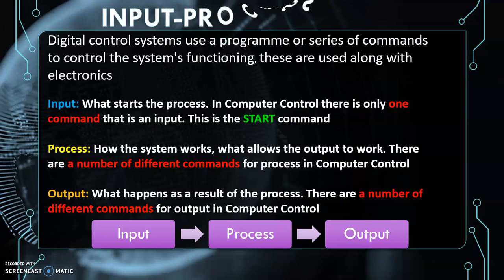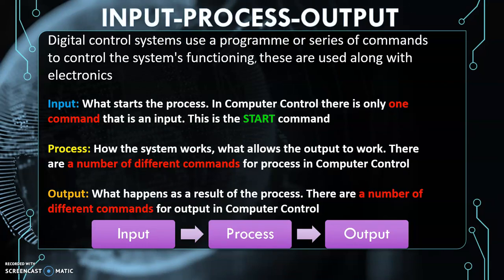So, input, process, output. Digital control systems use a program or series of commands to control the system's functioning. These are used along with everything in electronics. As you know, your computers, your TVs, phones, anything that works has a program or a code inside it. This is just simple coding. It's so we don't have to write in binary or write in special figures. It is easy coding, so it helps us work.